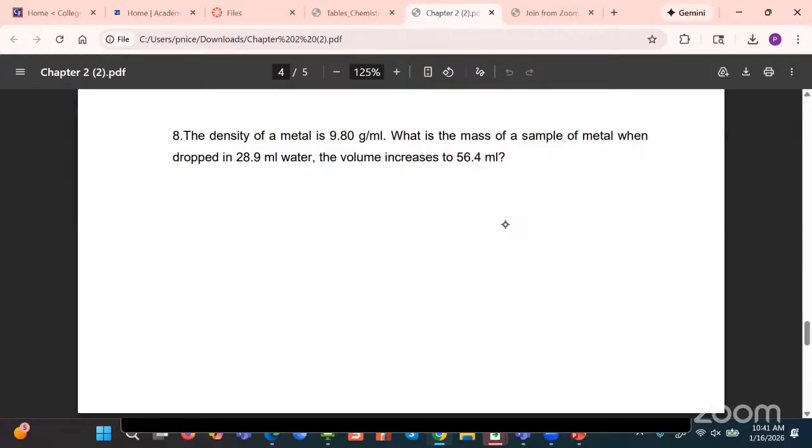So the first thing I would do to solve this problem is find the volume of the object. And that would be equal to the difference between the 56.4 mils and the 28.9 mils. All right? So let's see here. 56.4 minus 28.9, and I got 27.5 mils.